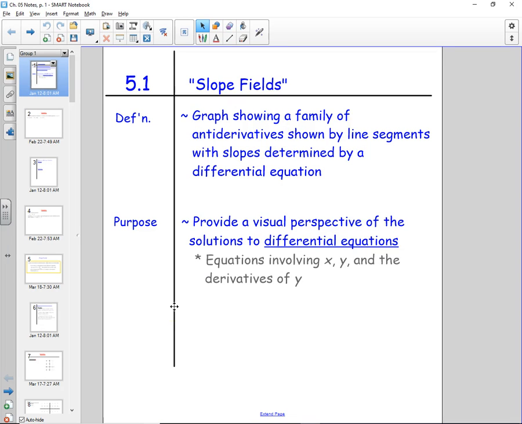Slope fields. What do you think slope fields are about? Slopes. Fields of slopes. Question. When we talk about slopes in calculus, what are we usually referring to? Derivatives. I totally agree. Usually, we're talking about derivatives. But how do we see derivatives on a graph? How do we see slopes? How do we picture slopes? How do we think about slopes? Tangent lines. Okay, so slopes, derivatives, tangent lines, a field of tangent lines?